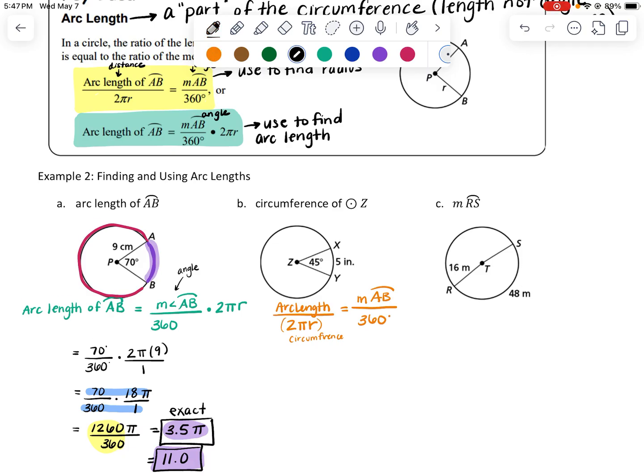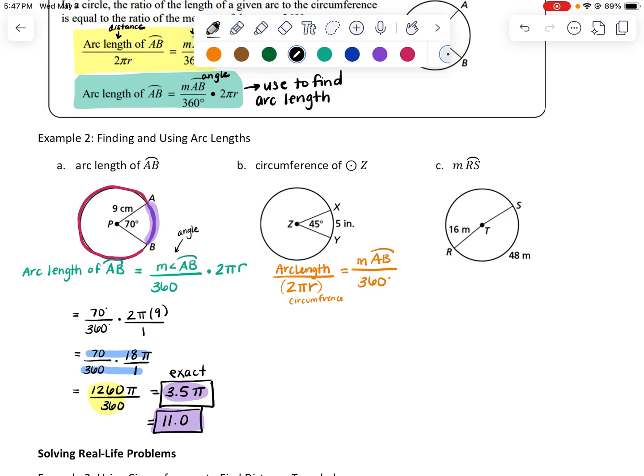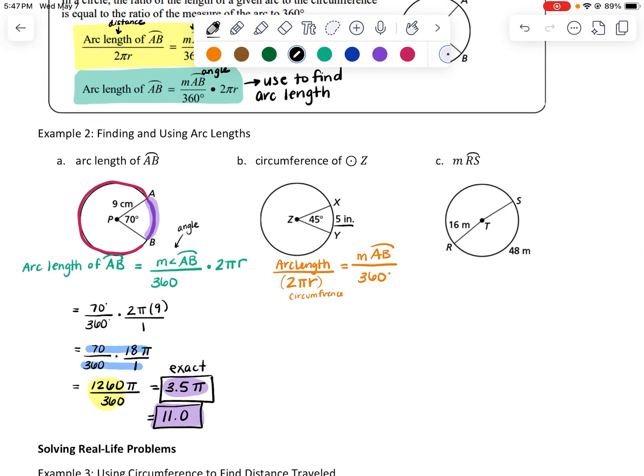Okay, so I'm going to go ahead and plug in. So I know the arc length is 5 over the circumference. And I'm just going to call the circumference C because I'm looking for that whole thing. 2 pi r is the circumference. So I'm just going to call it C. And that equals the measure of the angle, which is 45 degrees, out of the whole circle, which is 360 degrees.